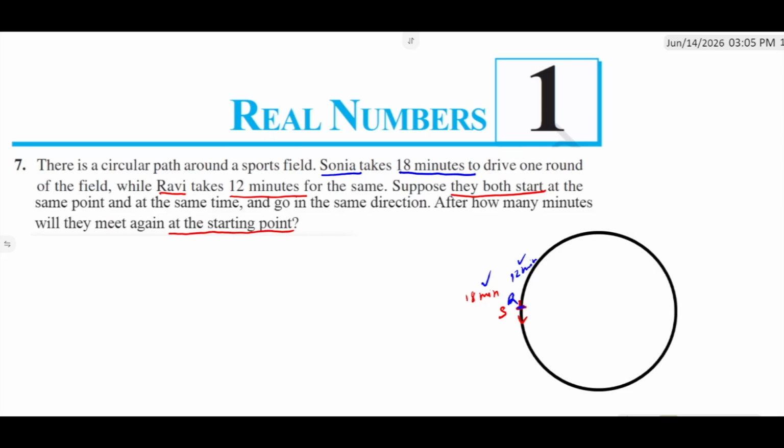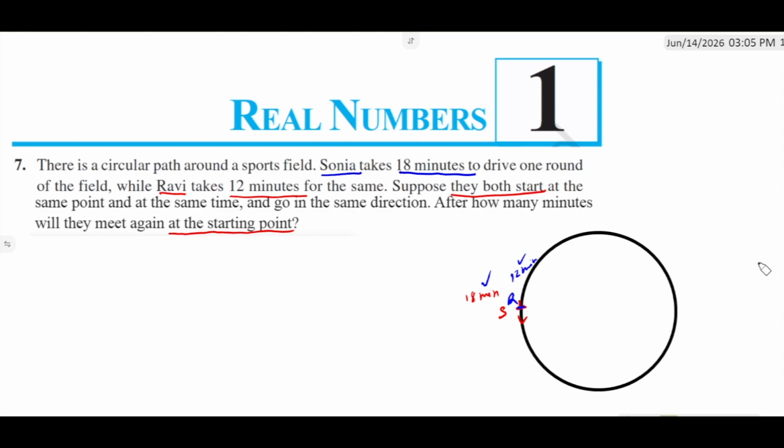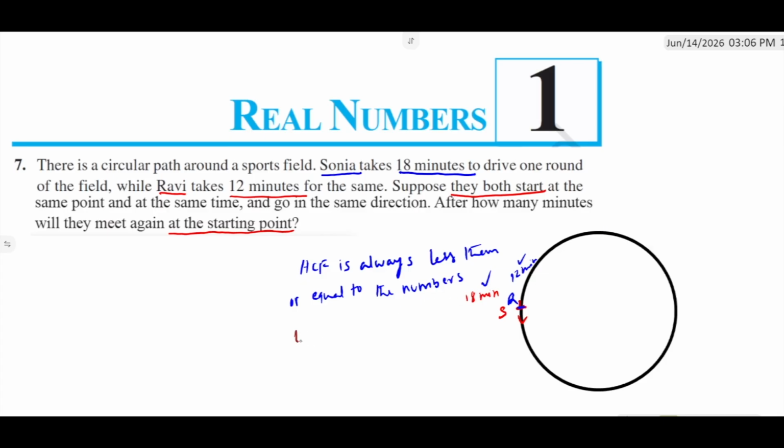Now let us look at the definition of HCF first. HCF means highest common factor, right? So the common factor is always less than these two numbers. So the HCF will be less than 18 and 12. That's not what we want, right? So LCM is always bigger than these two numbers. Okay, so we need a number which is bigger than 18 and 12 minutes so that Sonia and Ravi will meet after that particular number. That means we need to find the least number, after how many minutes they are going to meet.